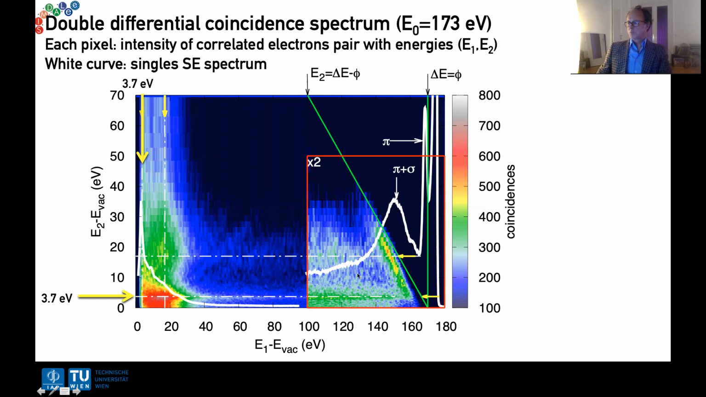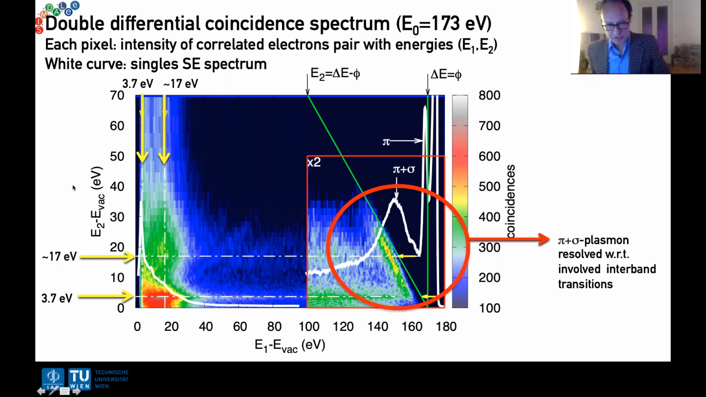Okay, what do we see? Well, first of all, we see that the pi plasmon does not lead to coincidences. This is quite amazing. The pi plus sigma plasmon, however, is creating this feature in the coincidence spectrum. Then we see these stripes at 17 eV and 3.7 eV. And at low energies, we see a peak here at 17 eV for the energy of both electrons. And this appears to be a peak of correlated electron emission. And then at very low energies, we see the secondary electron cascade.